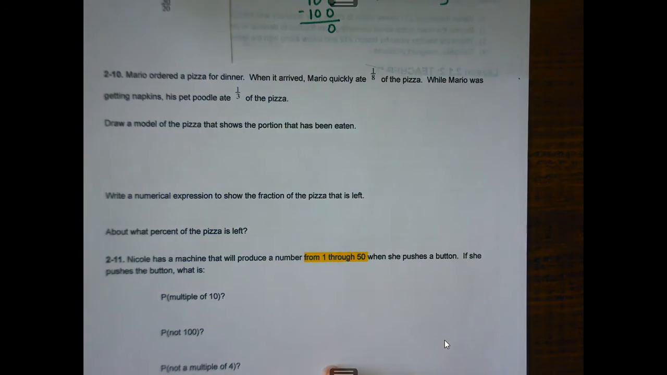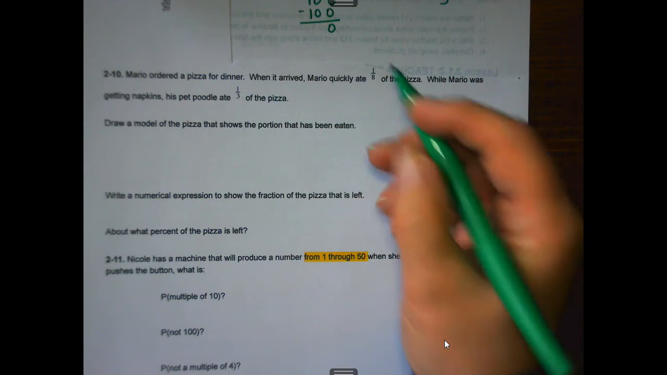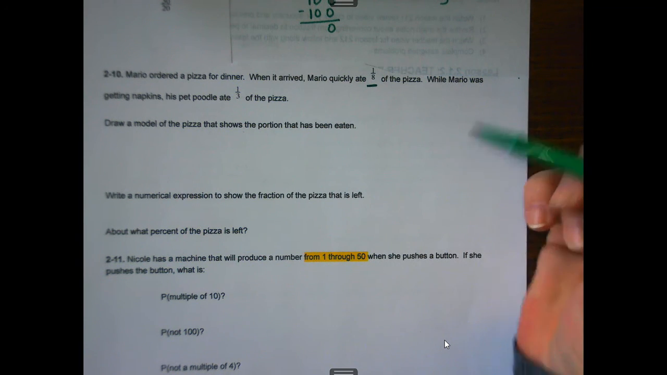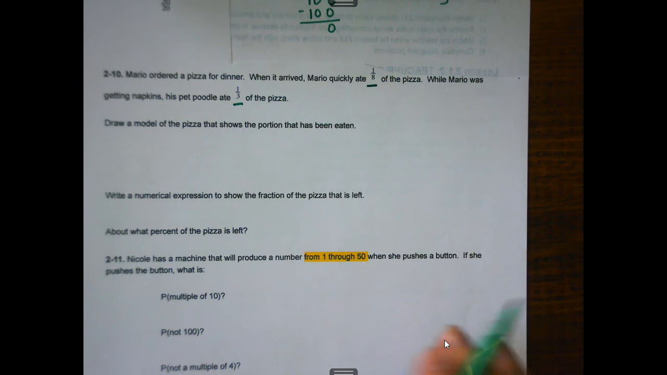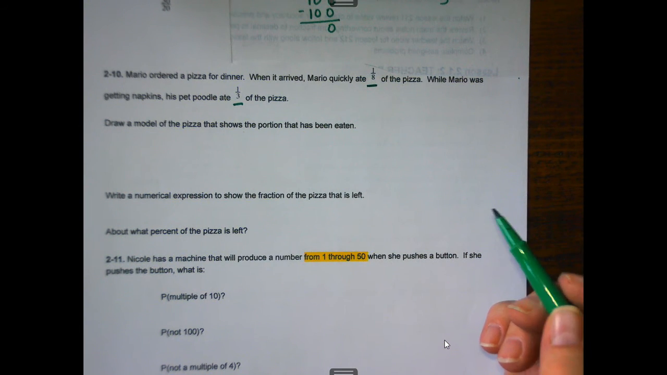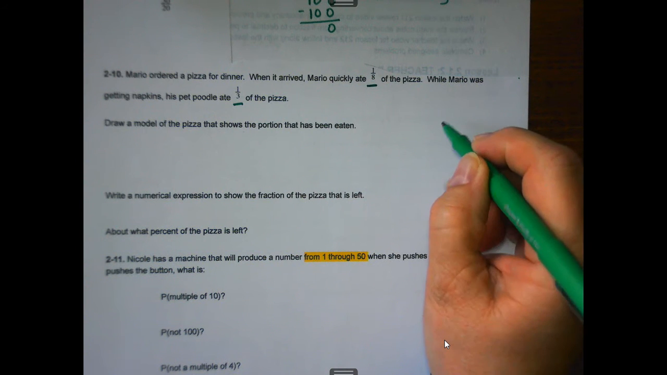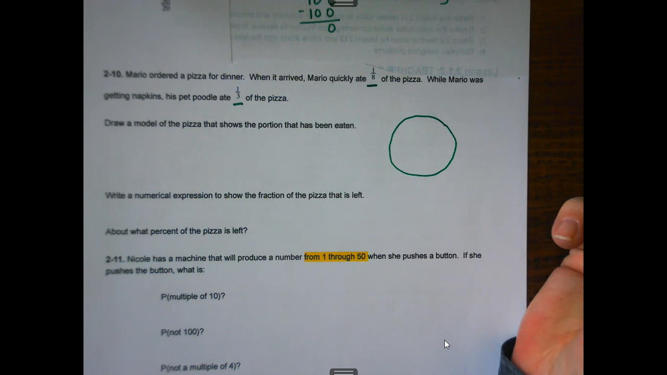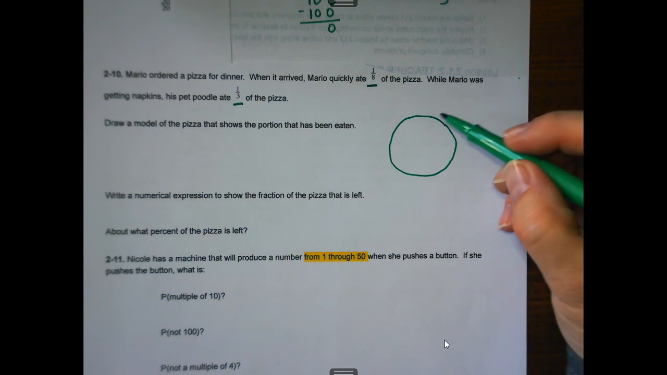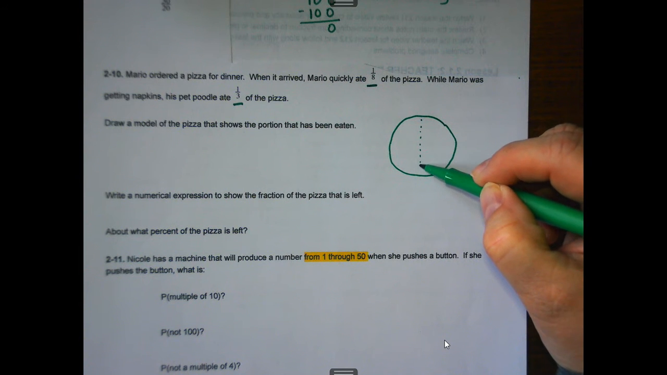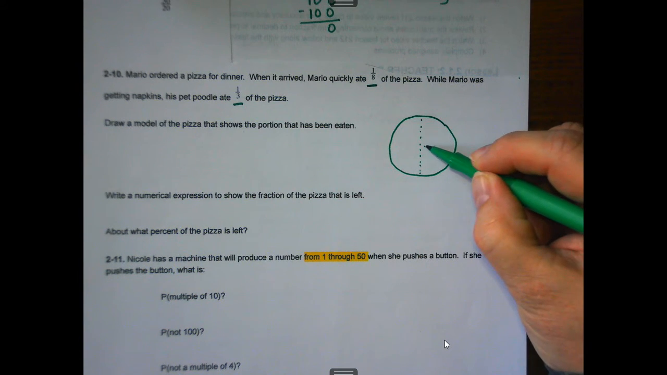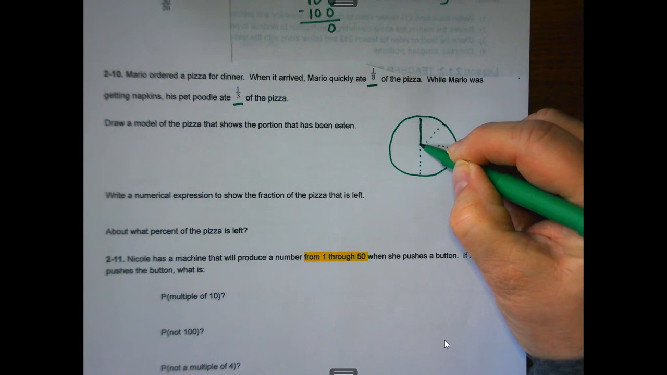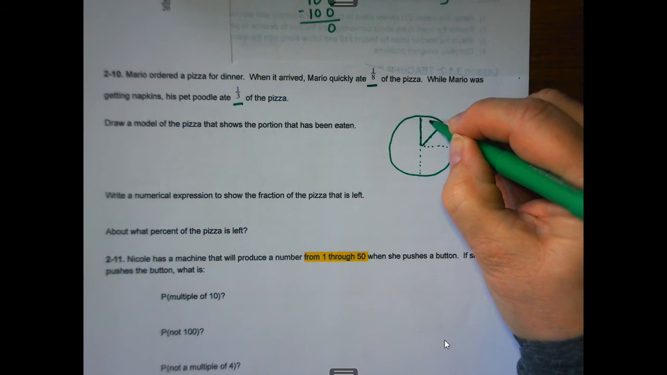Moving on to Mario's problem, I made sure that I paid attention to the fact that Mario ate 1/8 of the pizza and his pet poodle ate 1/3 of the pizza. We're asked to draw a model of the pizza that shows the portion that has been eaten. And I know that most of us like to have our pizzas come nice and round. And when I'm thinking of this, I kind of imagine looking at what this might look like if I take this one side and cut it into eighths. And I would have this part is what Mario ate.